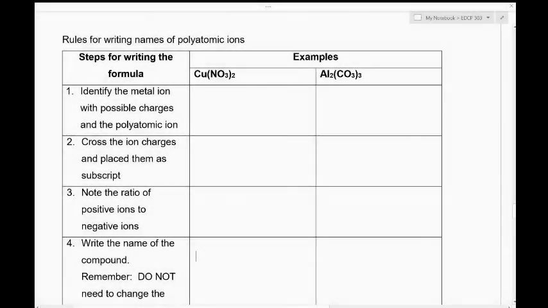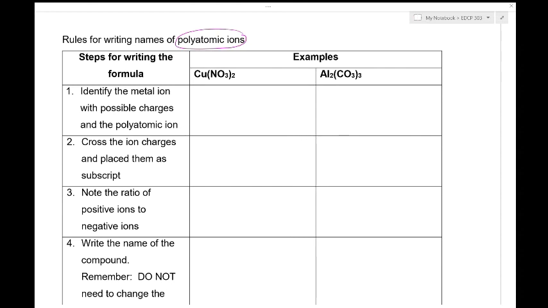Hello class, today we are going to learn how to write names for polyatomic ions in ionic compounds. So there are 2 examples that we're going to work on today. Now just to recap, polyatomic ions are ions found on the back of the periodic table, and they are created by bonding 2 or more non-metal ions together.